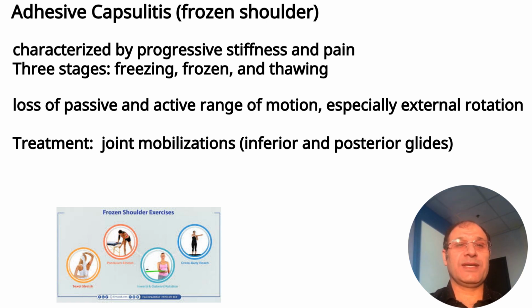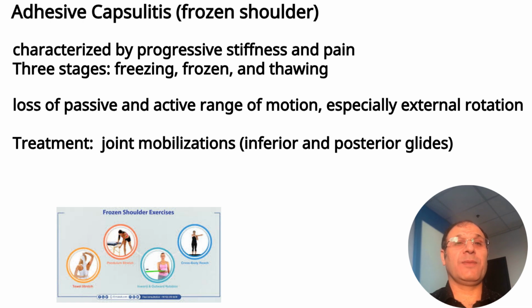For treatment of adhesive capsulitis, use gentle joint mobilizations, particularly inferior and posterior glides, and stretching exercises like the crossbody stretch and sleeper stretch. Passive mobilization by a skilled therapist is crucial in the early stages to avoid muscle spasms and impingement. Start with grade 1 or 2 oscillations to reduce muscle spasm and pain. Progress to grade 4 techniques for more vigorous stretching.